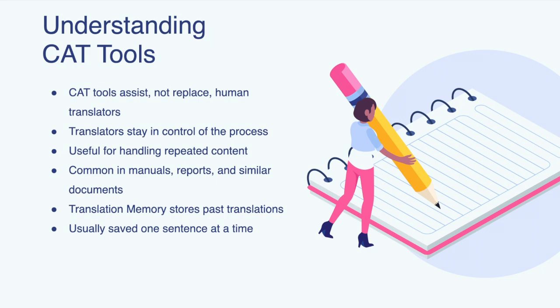One of their core features is something called a translation memory, or TM. This is a database that stores everything you translate, usually one sentence at a time. When you're working on a new document, the CAT tool checks each sentence against that memory. If it finds a match, or even a partial match, it offers a suggestion based on your past work. You can accept it, tweak it, or skip it entirely. Here, the human translator is still responsible for making the decisions.